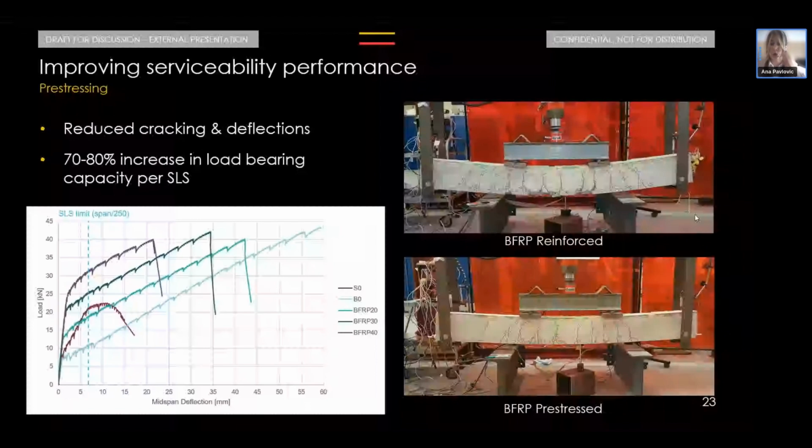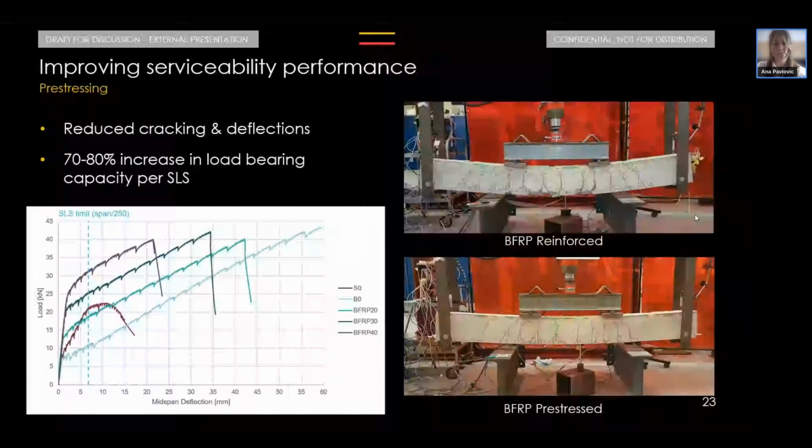And as one would expect, even by eye, we can see that for the pre-stressed beam, the deflections are significantly reduced, and so is the cracking. If we analyze the results, we can also see that the load-bearing capacity can be increased by 70 to 80% at the SLS limit if we apply even mild pre-stressing of around 30 to 40% of the ultimate tensile capacity of the bar. Pre-stressing with BFRP is not deployed at the moment on site. It's not really readily deployable as of yet, but it is a very interesting approach which can help us to overcome one of the main drawbacks of BFRP and use the material more efficiently.